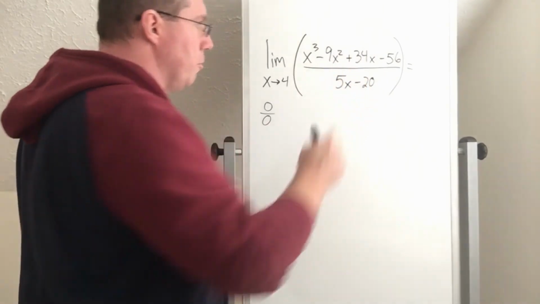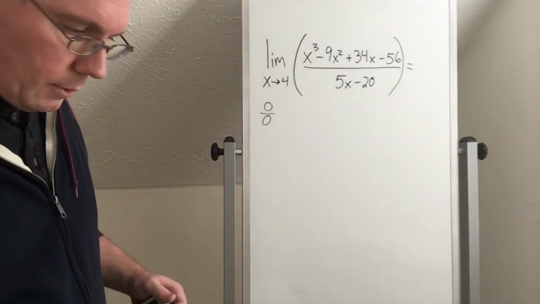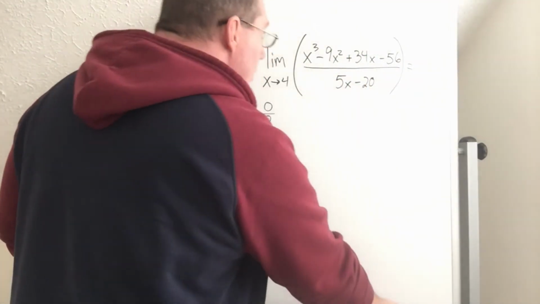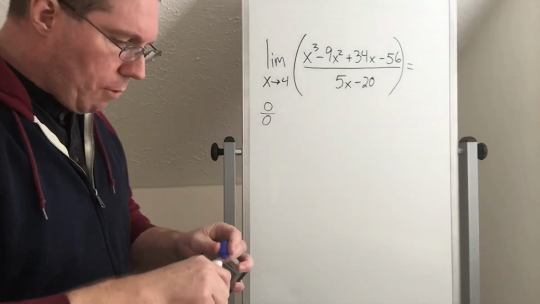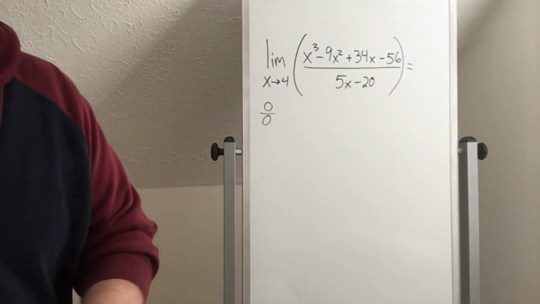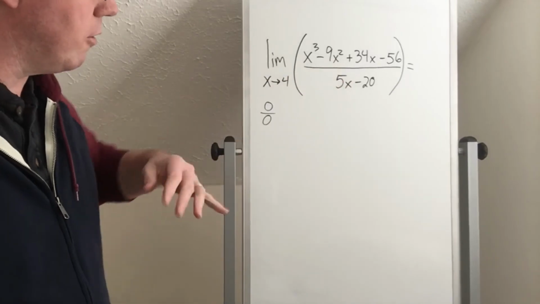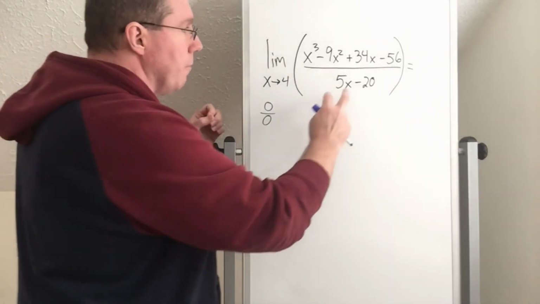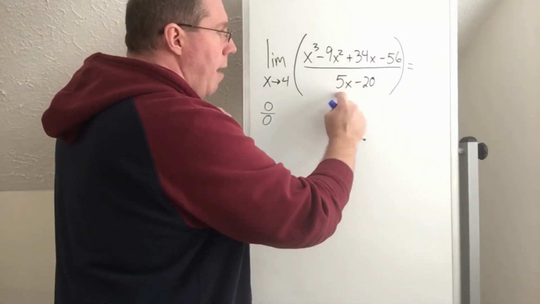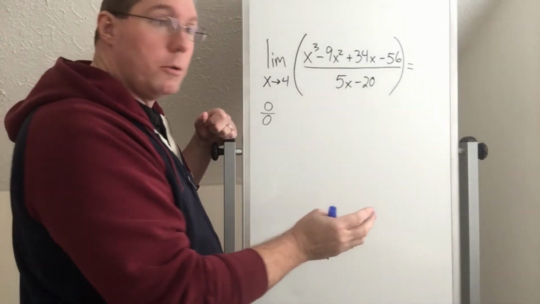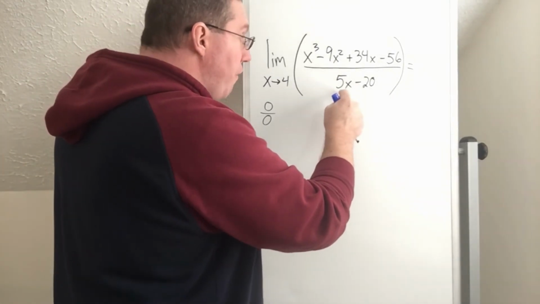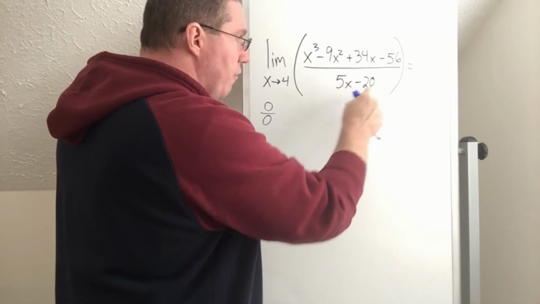We need to factor the numerator and the denominator. Now, the denominator is easy to factor. You may not recognize it. You might say, well, that doesn't look factorable. It doesn't have a square on it or anything. Yeah, but look at the denominator. It's got a greatest common factor. We can factor a 5 out from the 5x and a 5 out from the 20.